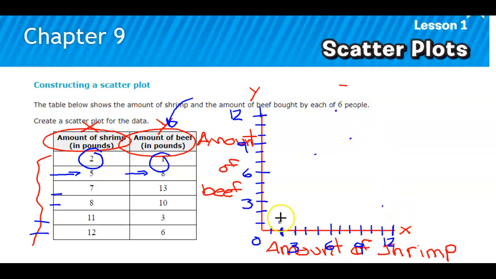I don't know if I missed any of you guys. 1, 2, 3, 4, 5, 6. And then over here we've got 1, 2, 3, 4, 5, 6. So we're good. So that's it, you guys. We've created a scatter plot.